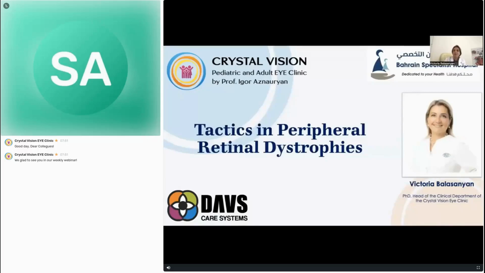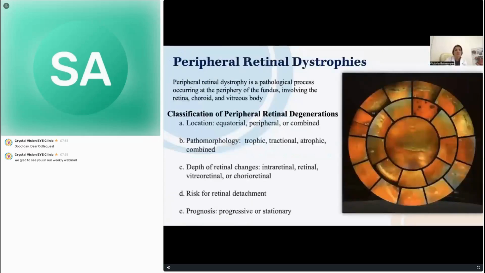And today I would like us to recall the types of peripheral retinal dystrophies and also discuss modern approaches to managing and treating these dystrophies. Peripheral retinal dystrophy is a pathological process occurring at the periphery of the fundus, involving the retina, choroid, and vitreous body. There are many options for classifying peripheral retinal dystrophy: by localization, depth of the retinal damage, pathomorphology, prognosis, and so on.